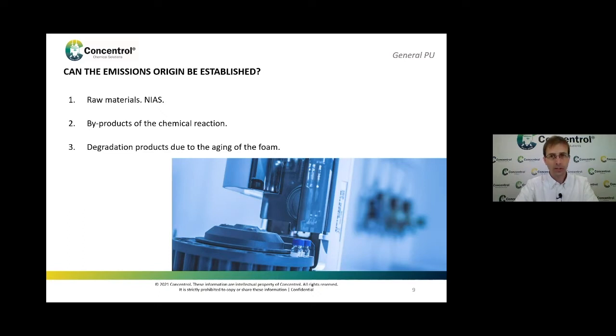One is the raw materials, its origin, its chemical synthetic route, and also the possible presence of non-intentionally added substances. Also, the byproducts of the chemical reactions that take part in the preparation of the polyurethane foam, and also in the preparation of the raw materials used. And finally, we need to consider the appearance of substances that are generated after time due to oxidation processes or other degradation routes.